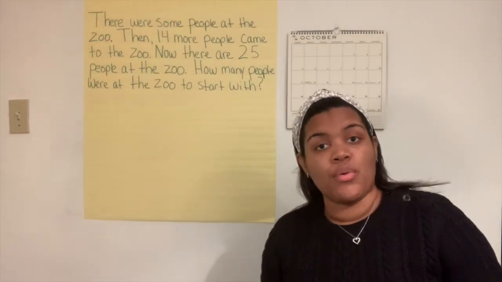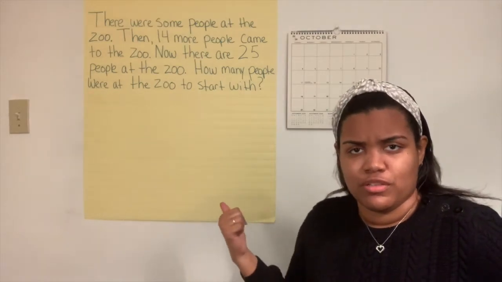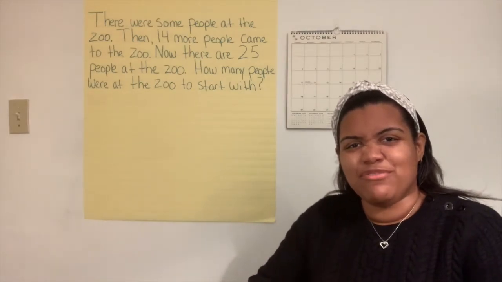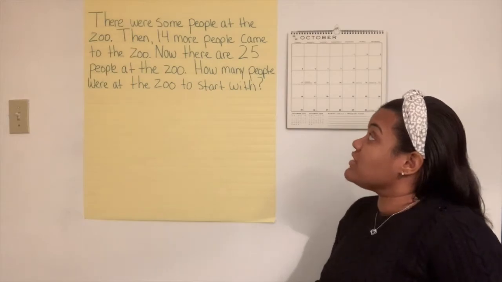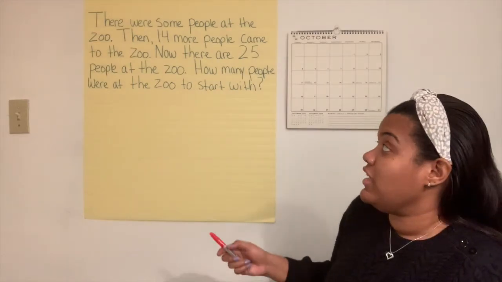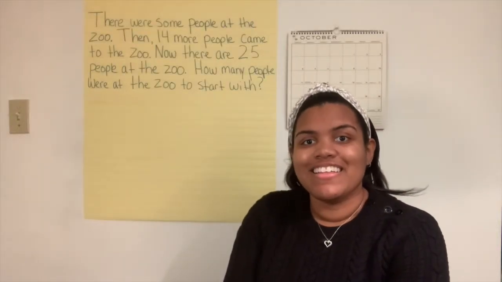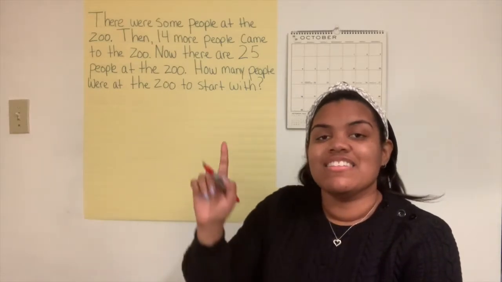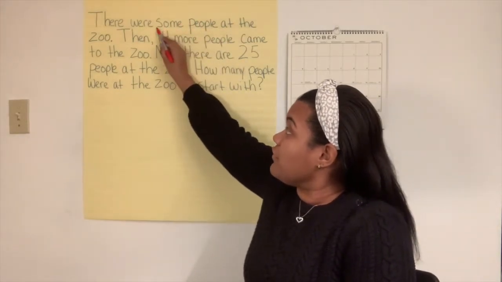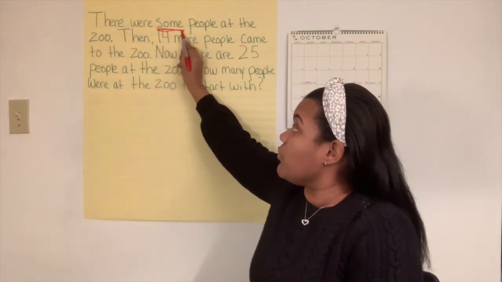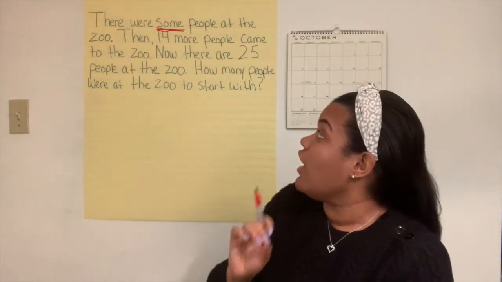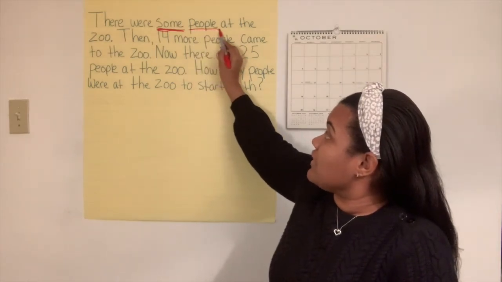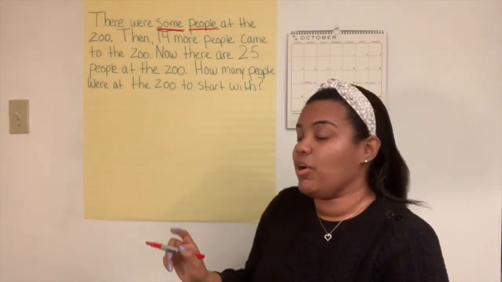Okay, scholars, so you know what time it is. What do we have to do to this problem? That's right, we have to mark up that problem. So let's do it piece by piece. There were some people at the zoo. Now, tell me, what's important here? Yes, that's right. Some people. Some is very important. What is some in this problem going to be? You got it. Some in this problem is going to be our unknown. And we also underline people because that's our units. All right, let's keep going.